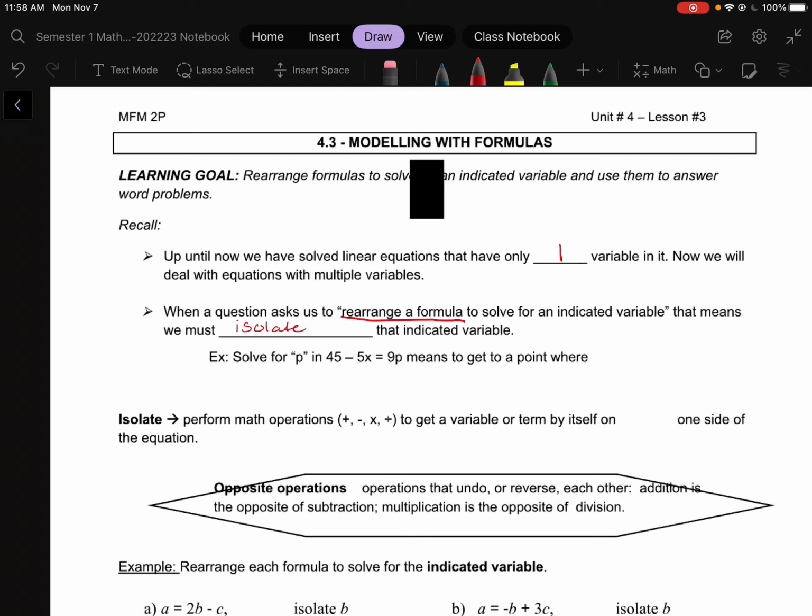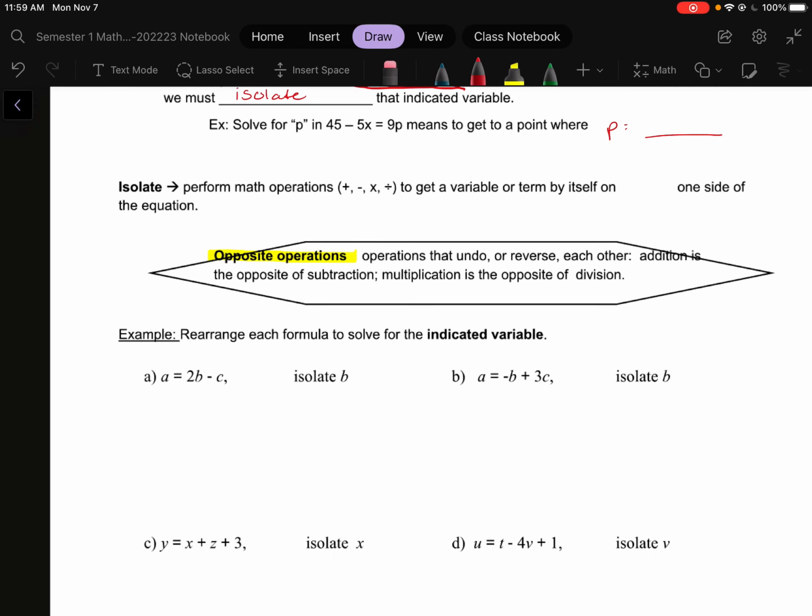So for example here, solve for p: 45 minus 5x equals 9p. We need to find out where p is going to be equal to whatever it is. So we need to make sure that we are able to isolate using our different math operations to get the variable or term by itself on one side of the equation. And remember, we always have to recall the opposite operations, those that undo or reverse each other. Addition is the opposite of subtraction, multiplication is the opposite of division, and vice versa.